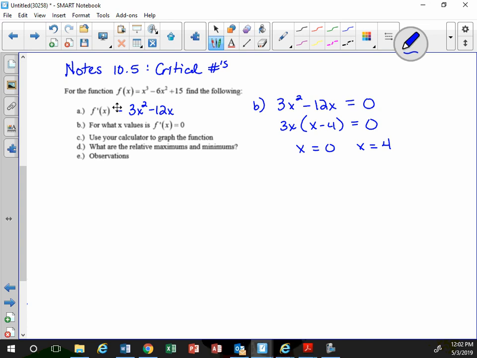Nothing too complicated, right? Okay, part C, use your calculator to graph the function. What I mean by that is to actually graph f of x. Where you at? Do we have the derivative or the original? Oh, the original. Yeah. Graph f of x.